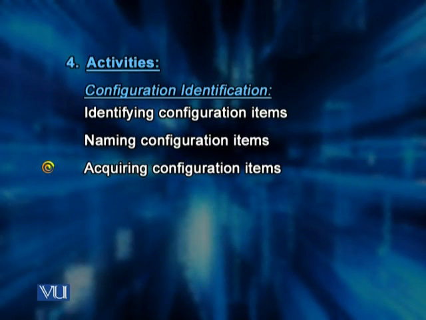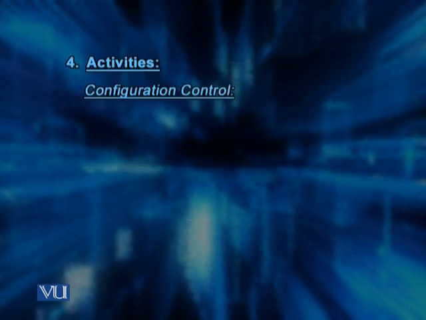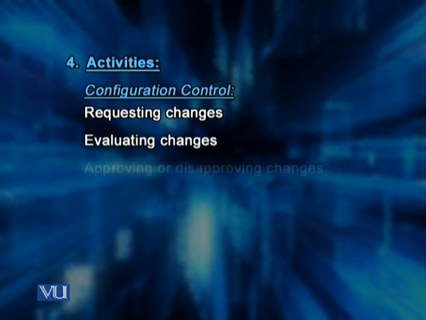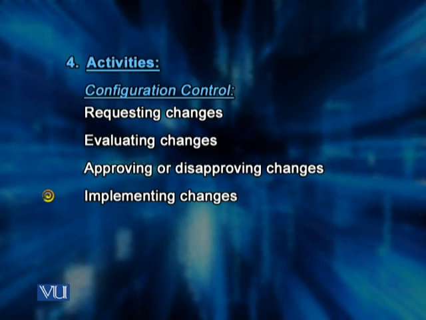Under the activities section, the second subsection is configuration control. Configuration control activities request, evaluate, approve or disapprove, and implement changes to software configuration items. These are the activities that we have discussed in change control processes. Changes include both error correction and enhancement in the software product.